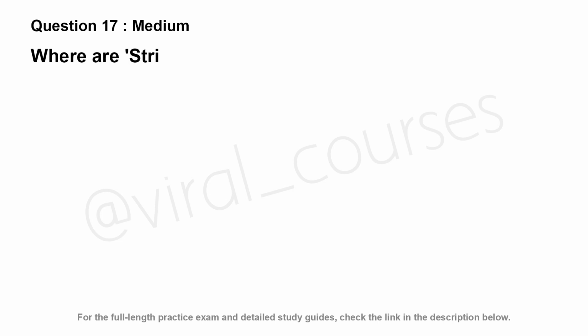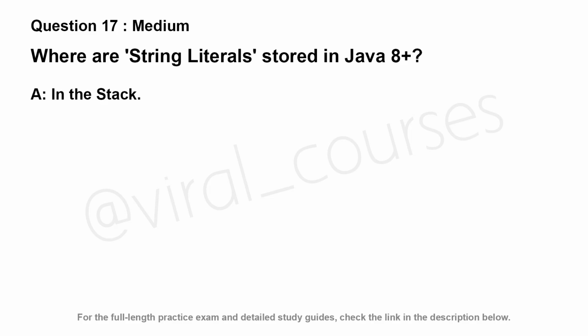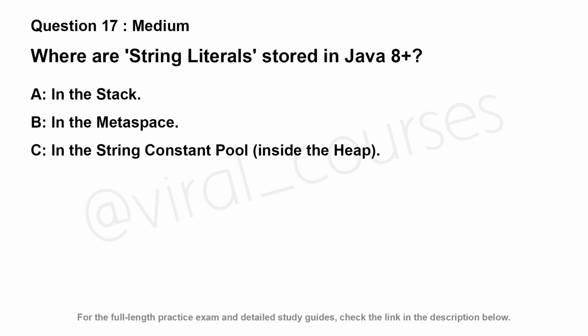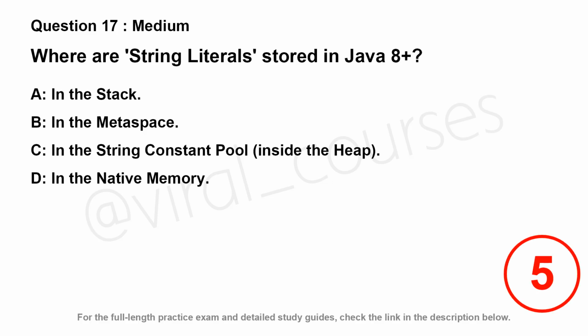Where are string literals stored in Java 8+? Option A, in the stack. Option B, in the metaspace. Option C, in the string constant pool, inside the heap. Option D, in the native memory.